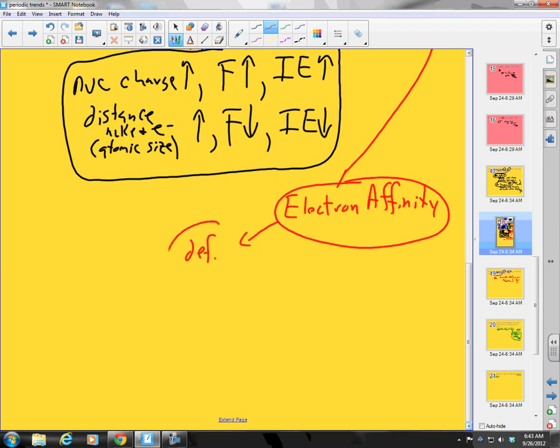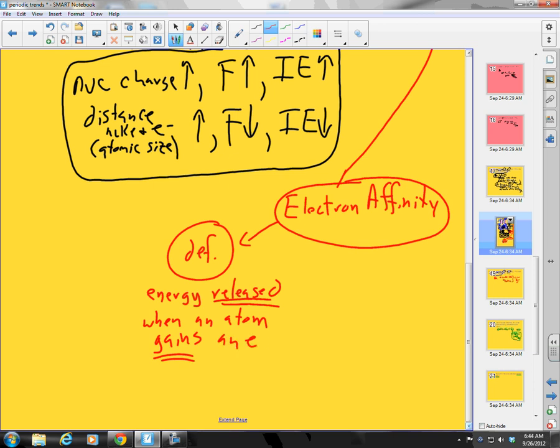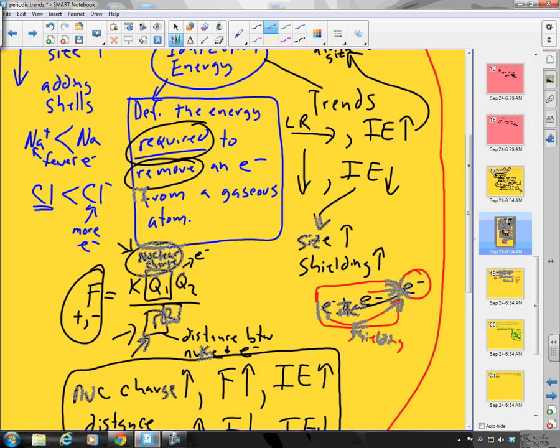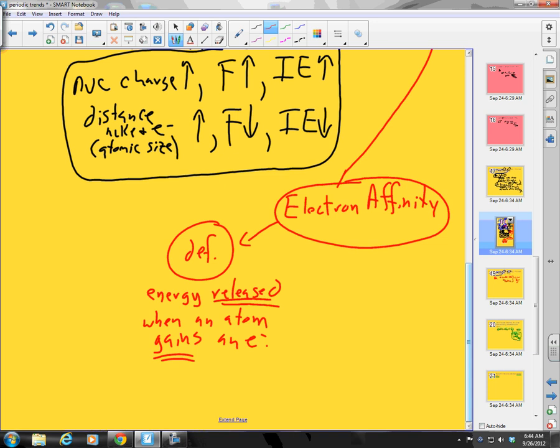So what's my definition of an electron affinity? Okay, here we go. It is the energy released when an atom gains an electron. You know, in one sense, this is kind of the opposite of ionization energy, right? In ionization energy, we said it's the energy that is needed to remove. And down here, we said this is the energy released or the energy given off when an atom gains an electron.